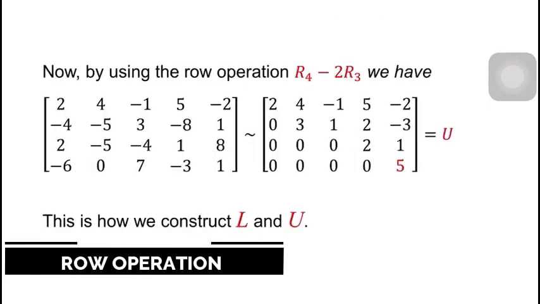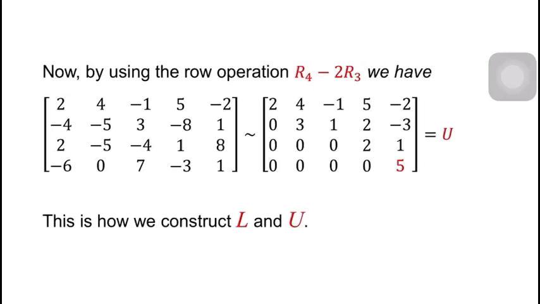Our next step will be row operation. Here you can see row 2 will be added to 2 multiplied by row 1. Then row 3 will be subtracted by row 1. Row 4 will be added to 3 multiplied by row 1. Then we will get a matrix after solution, the second one.